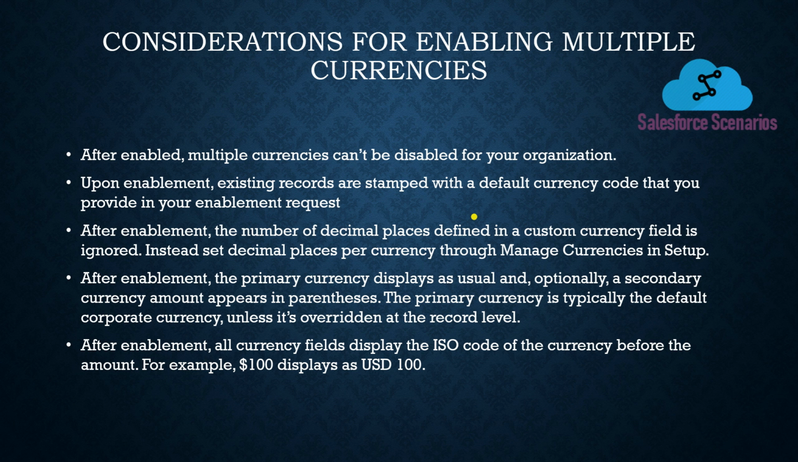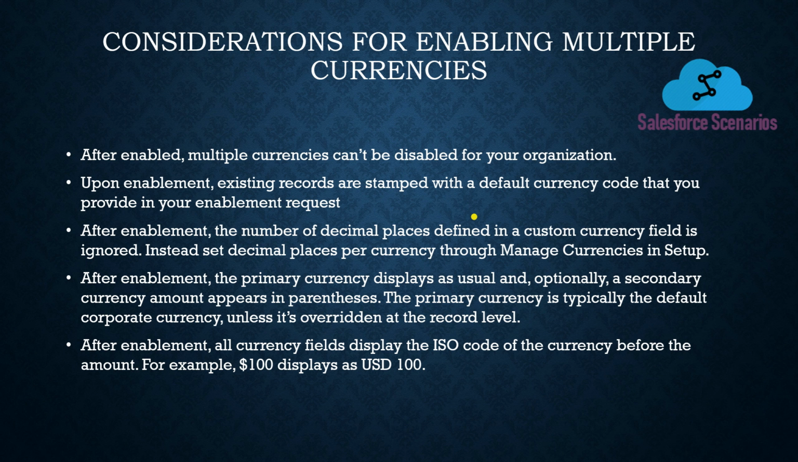After enablement, the primary currency is displayed as usual and optionally a secondary currency amount appears in parentheses. One important consideration is that after enablement, all currency fields display the ISO code of the currency before the amount. In the same example I mentioned, $100 displays as USD 100 and 100 euro will be displayed as EUR 100. Like this, we will have the ISO code for the same.